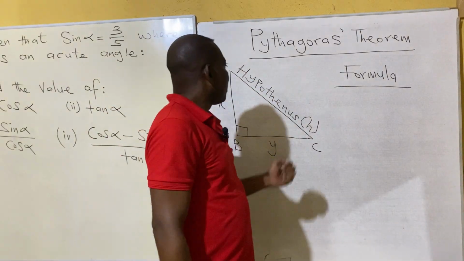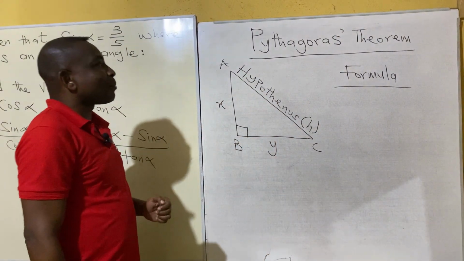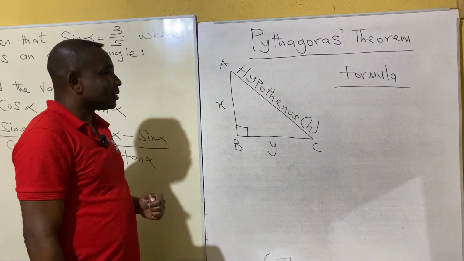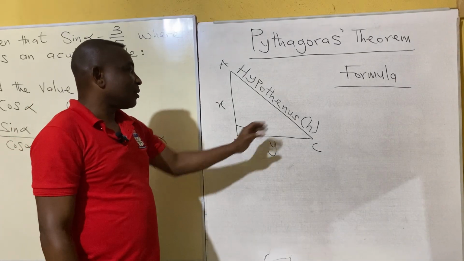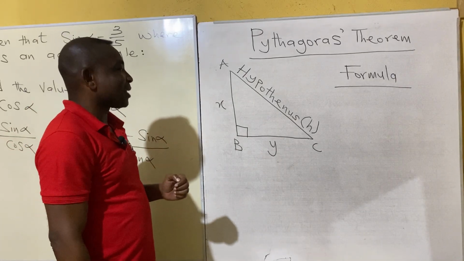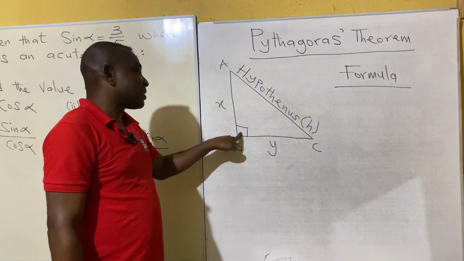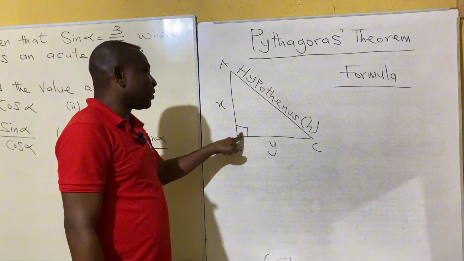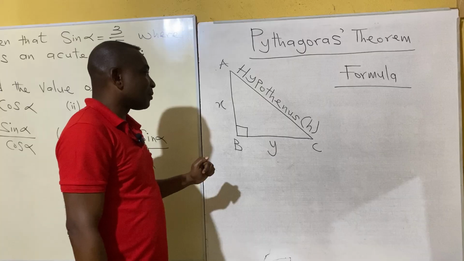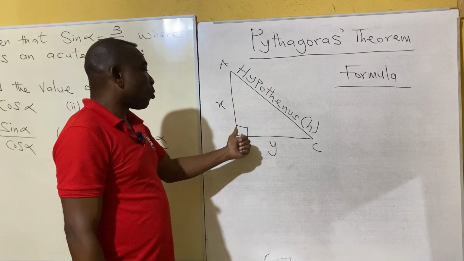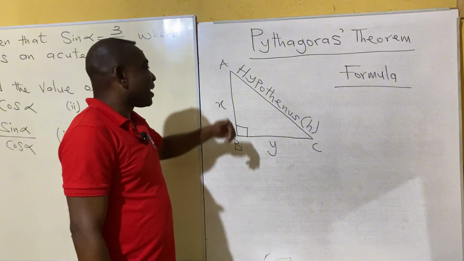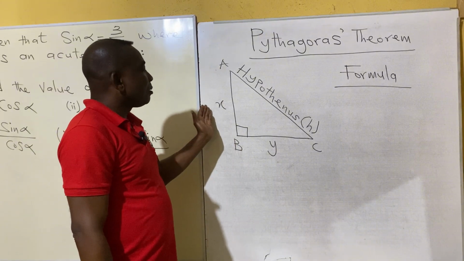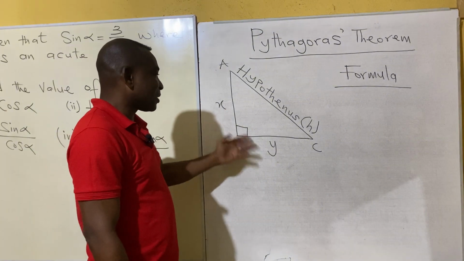Pythagoras Theorem. The Pythagoras Theorem is applied only to the right-angled triangle. The right-angled triangle is a triangle that has one of its angles at 90 degrees. So you see, it has one of the angles at 90 degrees, so it is a right-angled triangle. The side that is opposite the 90 degrees is called the hypotenuse. And then the other sides may be opposite and adjacent.